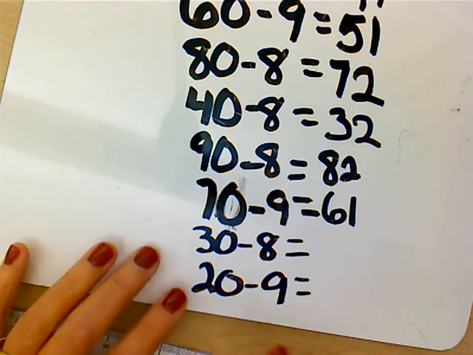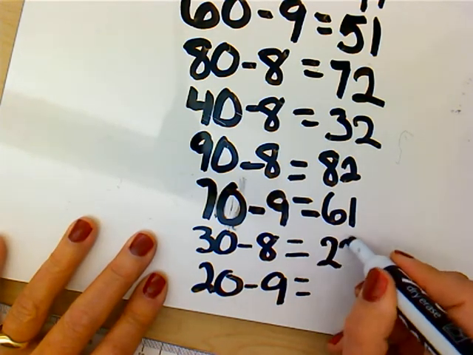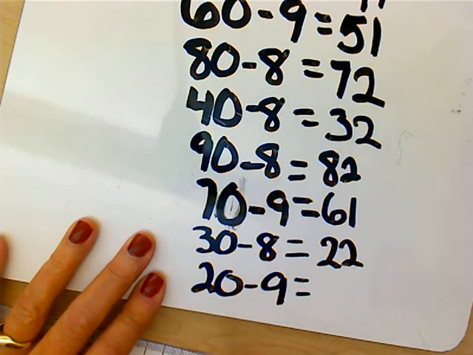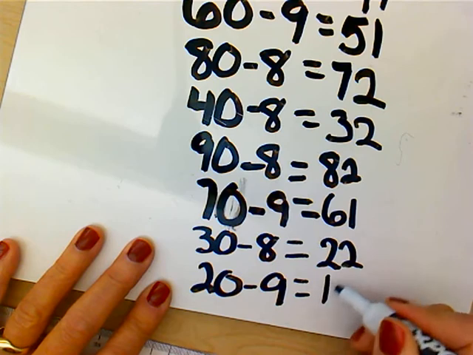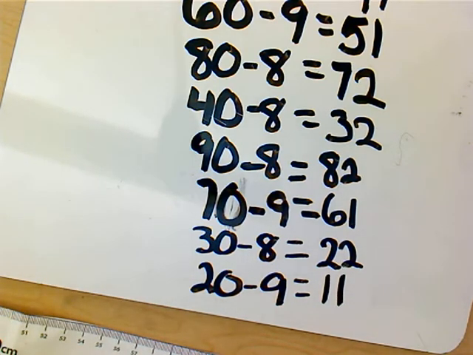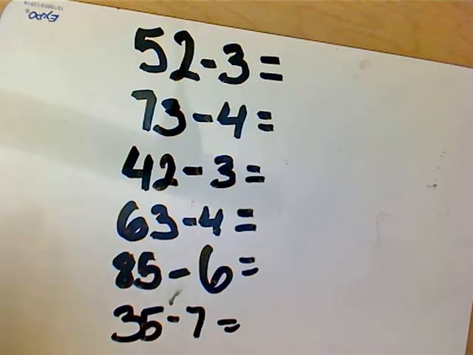Okay, are you back? 30 take away 8 should have put you at 22. If you used your measuring tape to figure that out as a number line, and 20 take away 9 should have given you 11. So congratulations if you're seeing how to do that. All right, so we're going to try some others with our number line.